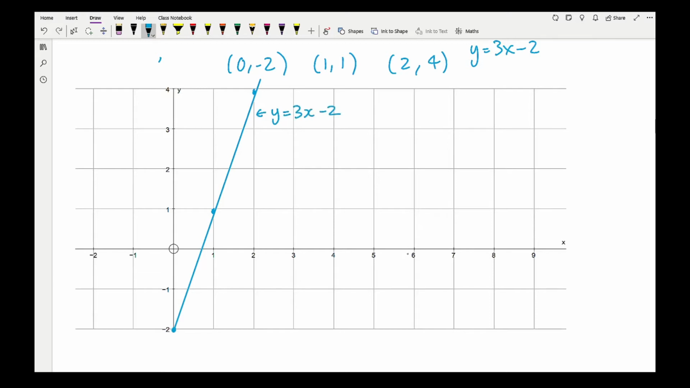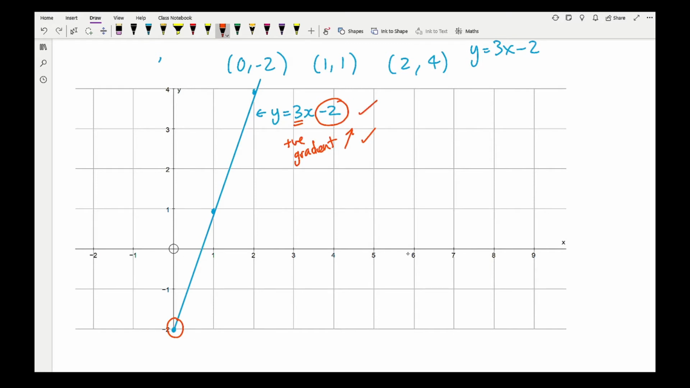Now from this, we can take a brief glance and think, does this line look correct? Well, I've got a positive gradient. So is the line going in an upwards direction? Well, yes, it is. Now looking at this point here, does the line cross the y-axis at -2? And yes, it does. So that's another tick. So there's a good chance that I've got this question right.